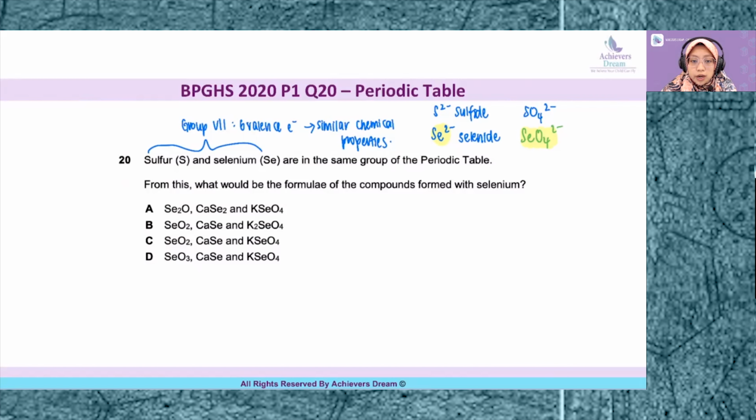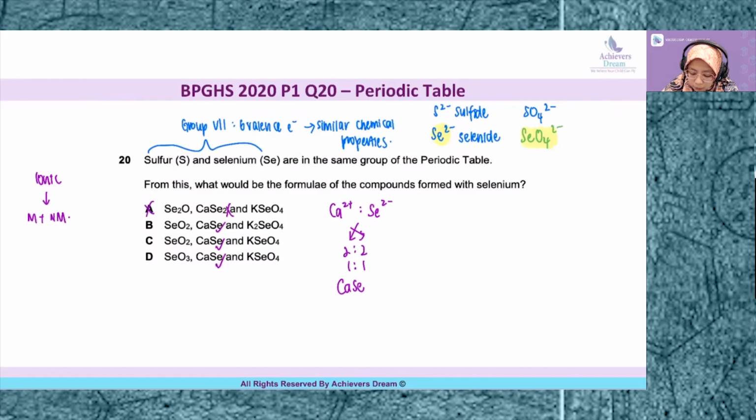Whenever you're asked to determine the formula of the compounds, I will always do this by the elimination method, and we start off with the ionic compounds first. What are ionic compounds? Ionic compounds are compounds formed between a metal and a non-metal. So we look at calcium selenide. Calcium is in group 2, so it forms an ion with a charge of 2 plus, and selenide is Se2 minus. Based on the cross method, 1:1, the formula should be CaSe, which means that you can eliminate option 2.